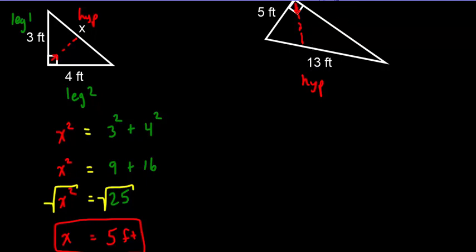I guess we didn't label this. Let's call this x over here. Okay, so I'm going to be finding a smaller side.